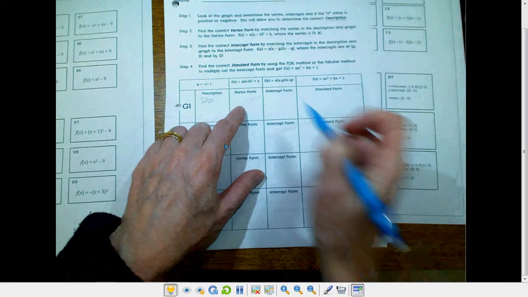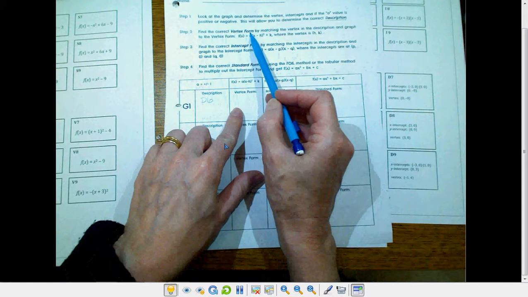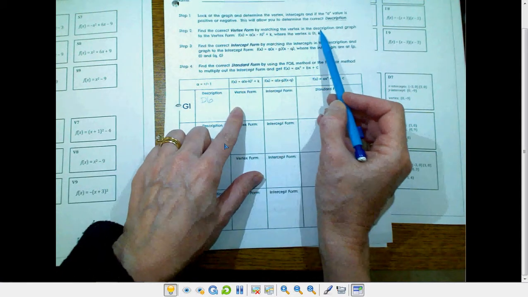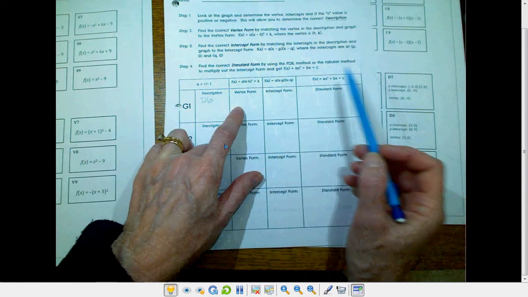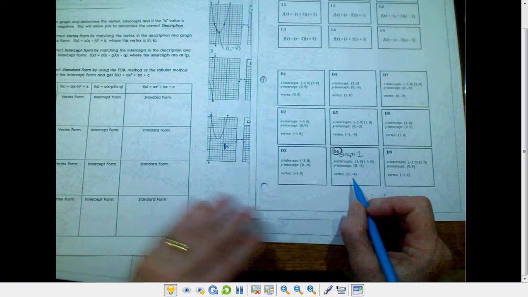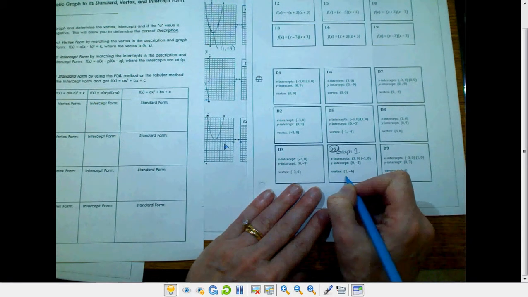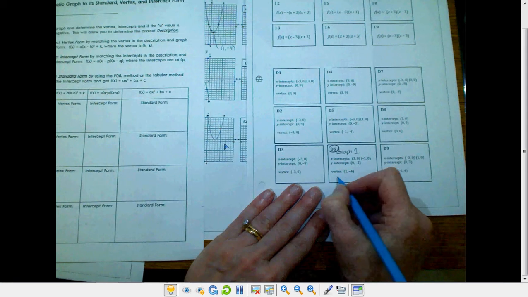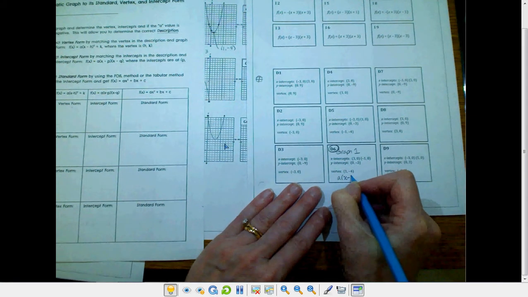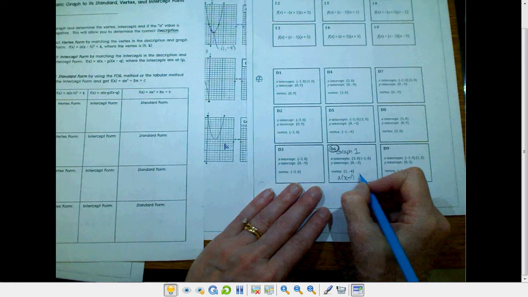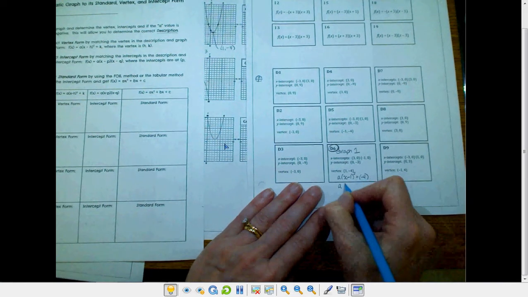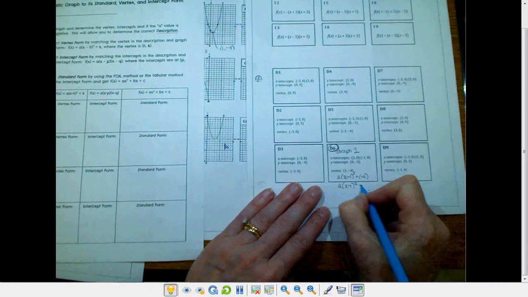All right, so now step 2, find the correct vertex form by matching the vertex in the description and graph to the vertex form. So I know my vertex occurs at (1, negative 4). So my vertex form is going to have a times (x minus 1) squared, plus negative 4. So it's going to be a(x minus 1) squared minus 4.